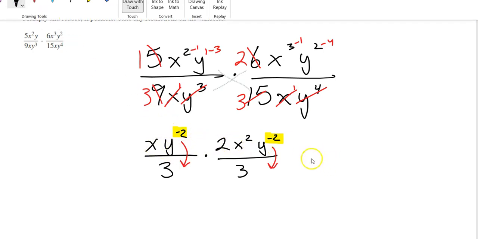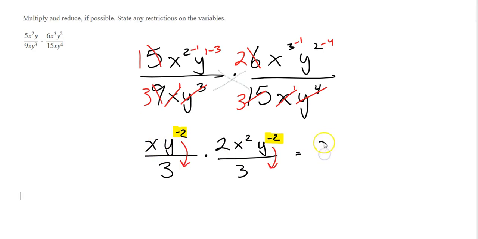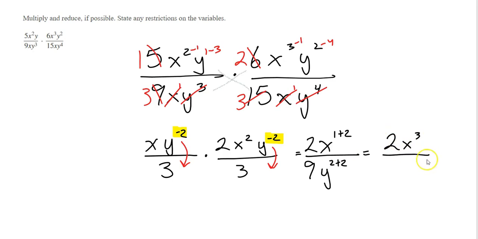I've got x times x, which is going to end up being x, that's a 1, that's a 2, 1 plus 2, okay, there's a 2 there, all over, well, I've got this 3 here, I've got 3 times 3, that's going to be 9, and then I'm going to have this y squared that has dropped down, which is y, 2 plus 2, so my final answer for this is going to be 2x to the third all over 9y to the fourth.